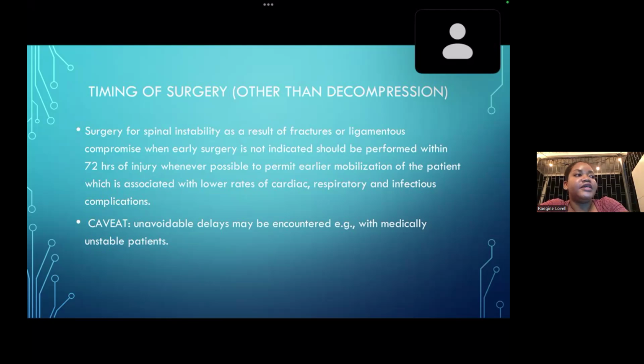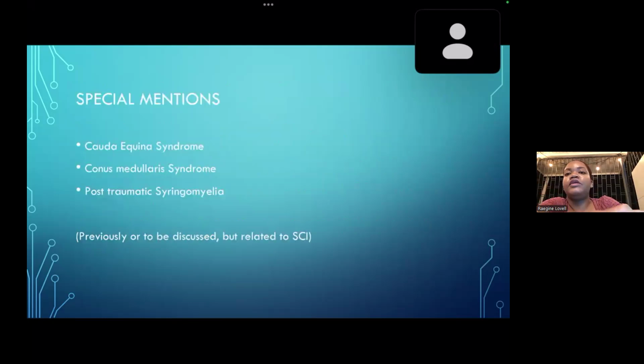Right, and not going through this, but just want to mention cauda equina syndrome and conus medullaris syndrome, which we discussed previously, could also occur as a result, as well as post-traumatic syringomyelia, which will be discussed in lectures to come.